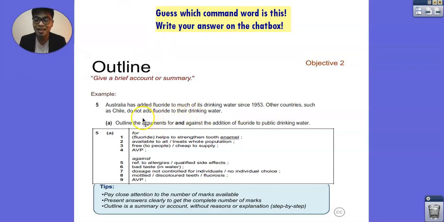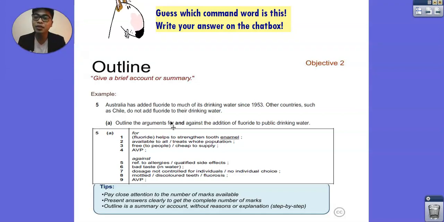So the question here in the exam or in the test is: outline the arguments for and against the addition of fluoride to public drinking water. So you don't need to explain in so much paragraph in here. What you're going to do is just to outline. You can put it in bullet points or you can enumerate it.